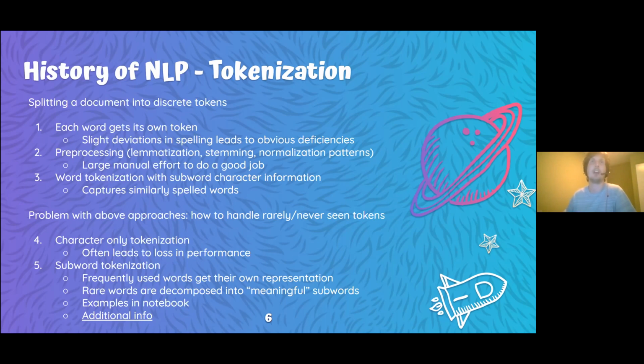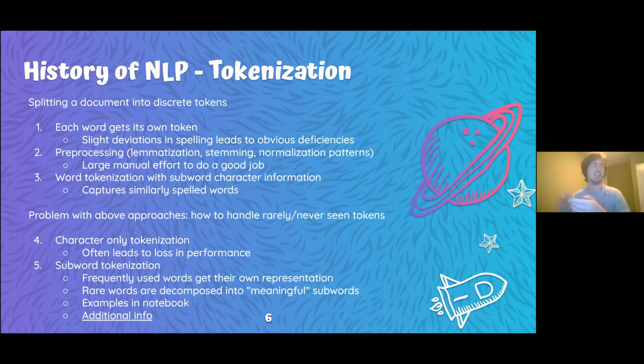I've tried to list out some of the problems here. There are more issues than just this, but this is the main one that will guide us through. Slight deviations in spelling. When a human reads a word, if it has an S at the end or an ED or an LY or something, we know that word is very closely related to the word that doesn't have that S or the ED. And so an improvement one can make on splitting everything by words is to do a little post-processing. Some of these techniques would be lemmatization and stemming.